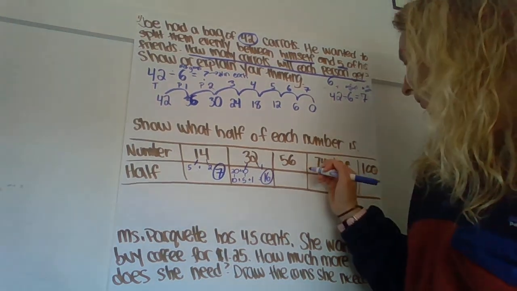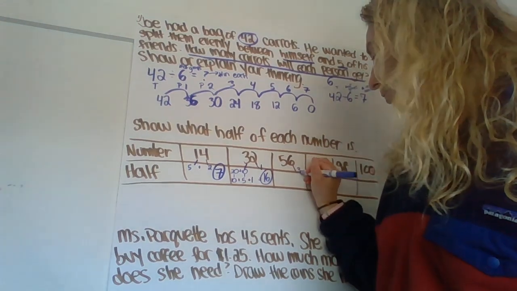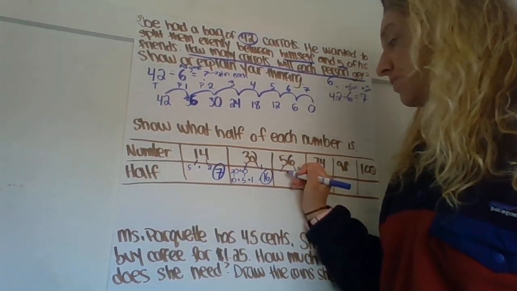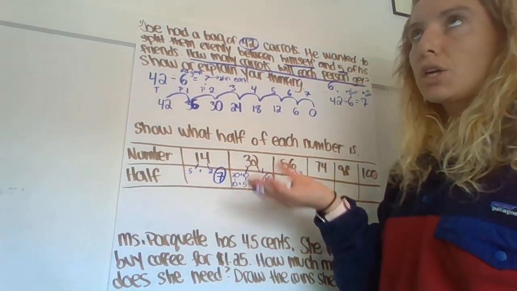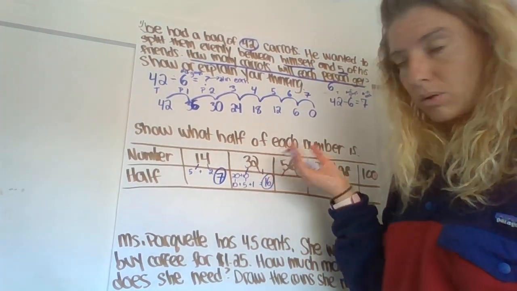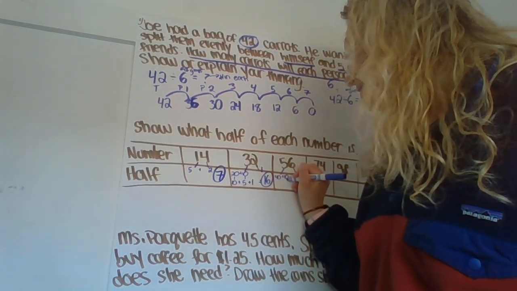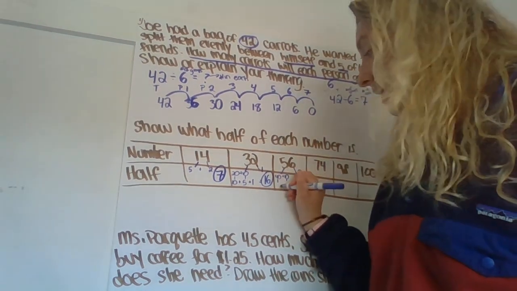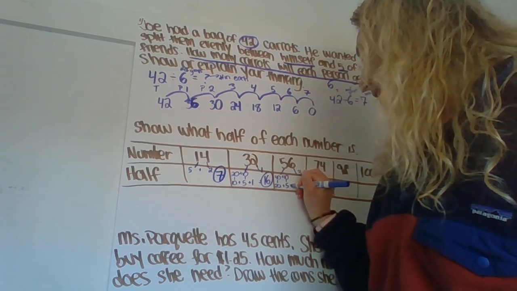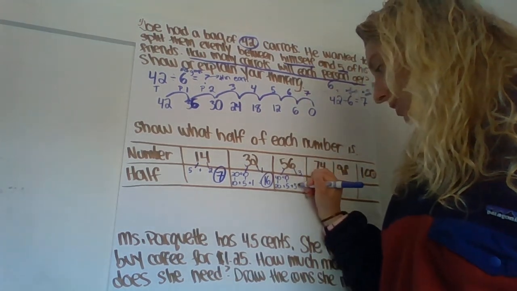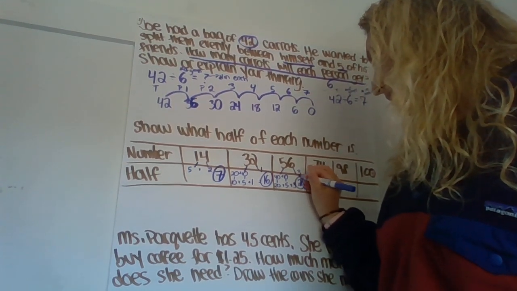All right, let's do it with 56. Half of 6 is 3, so my ones are taken care of. 50, you might just know that half of 50 is 25. The way I remember it is because you have 2 quarters in 50 cents, and 1 quarter is 25 cents. If you got stuck, you can do 40 plus 10 because that is also equal to 50. Half of 40 is 20. Half of 10 is 5. And then add that 3 from the ones. 20 plus 5 plus 3 is 28.